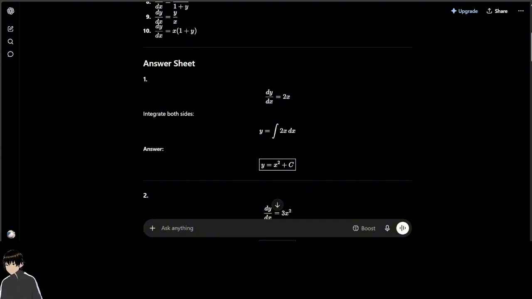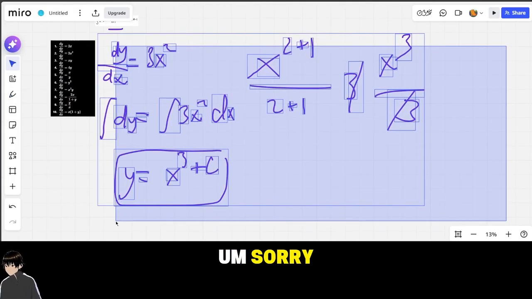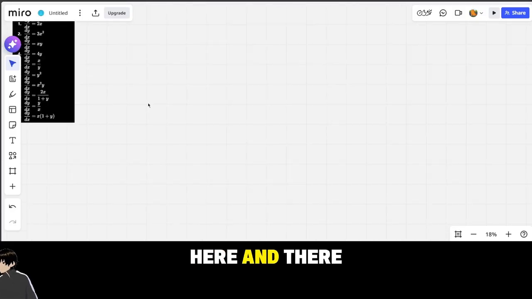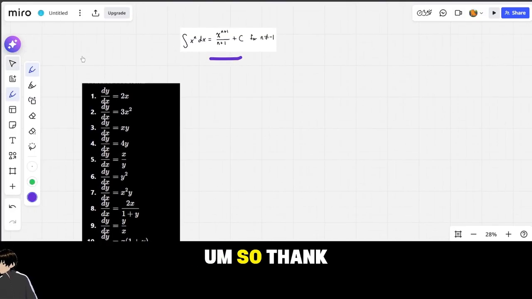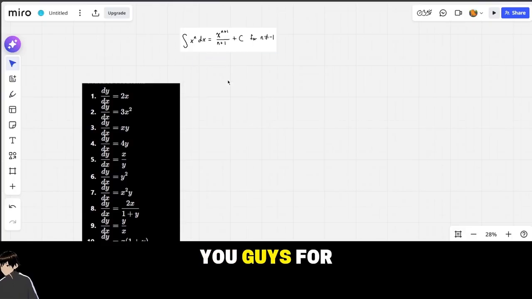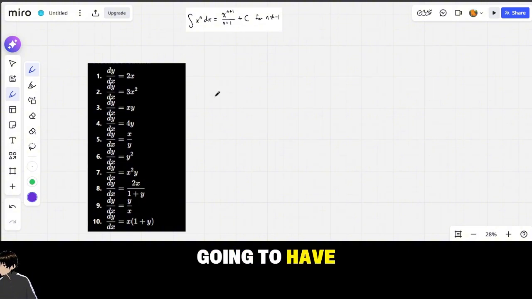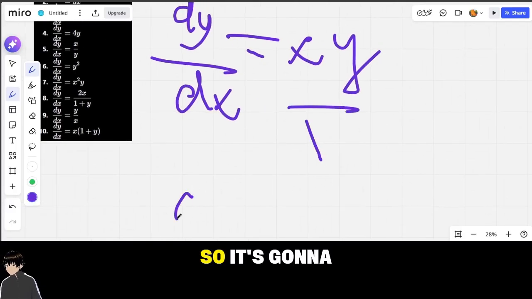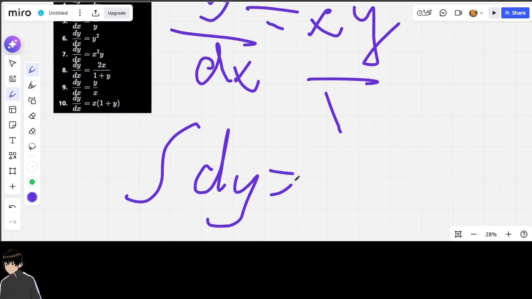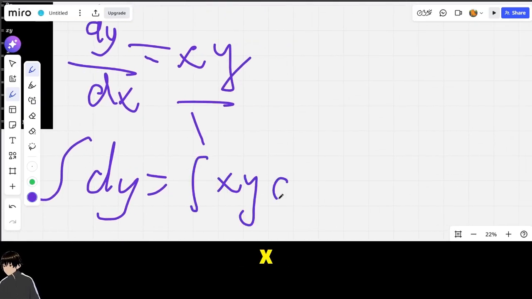Let me just close these here. Sorry if I've made a few mistakes here and there. I'm also still learning this, so thank you guys for your patience. So now we're going to have dy, dx, and xy. So it's going to be here. Then xy dx.